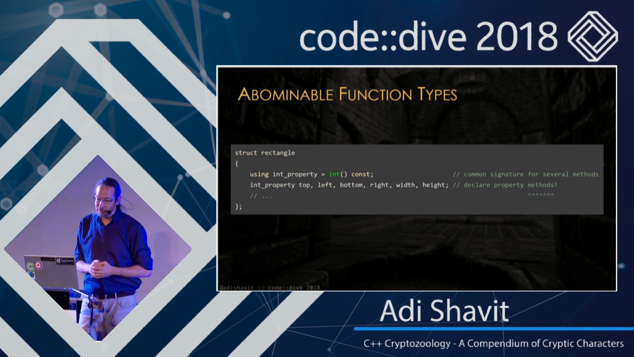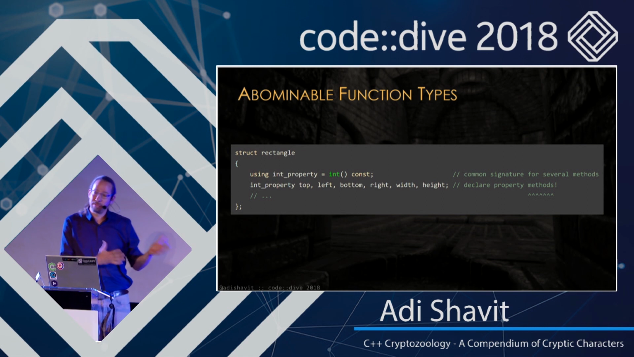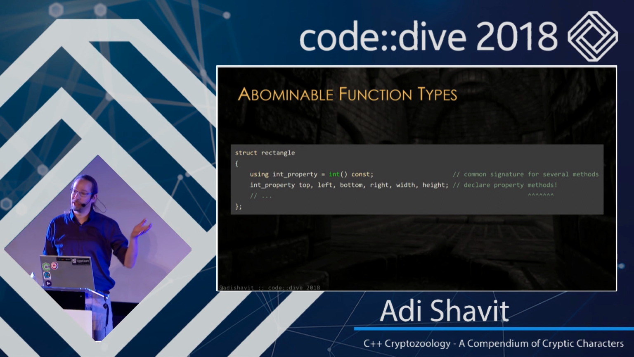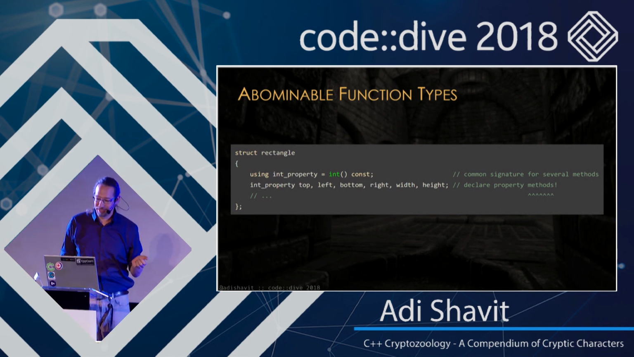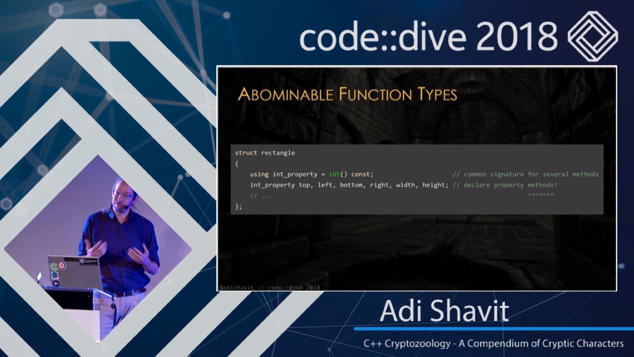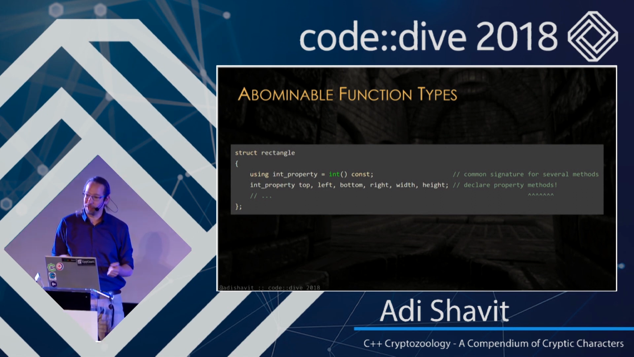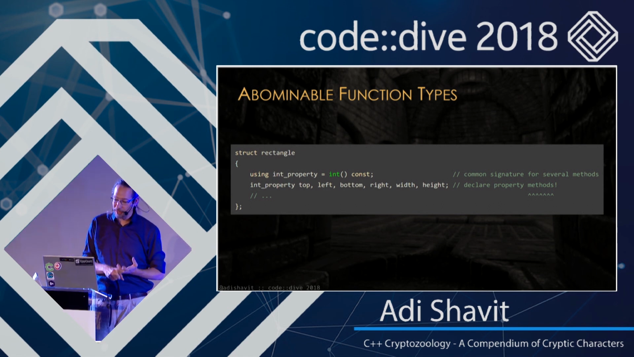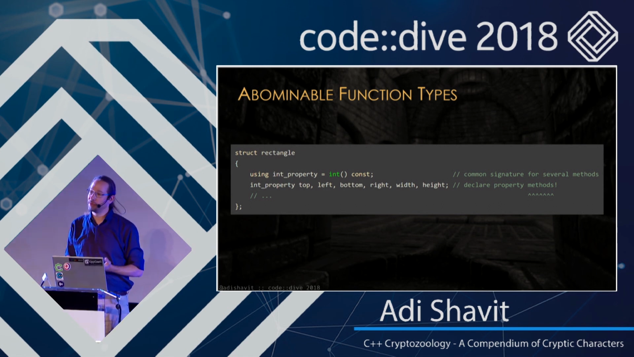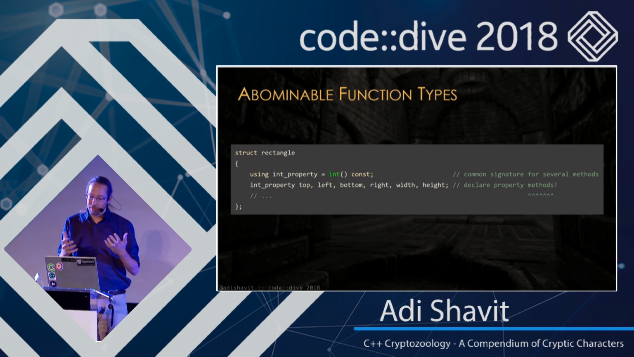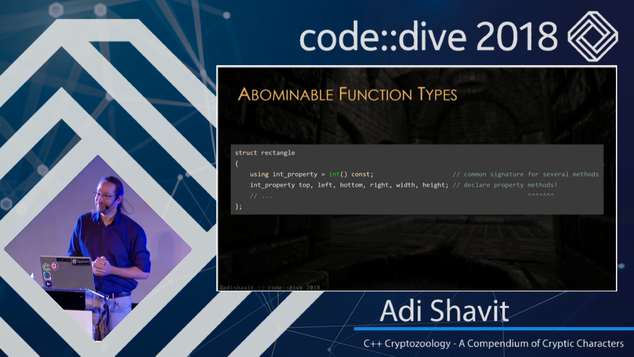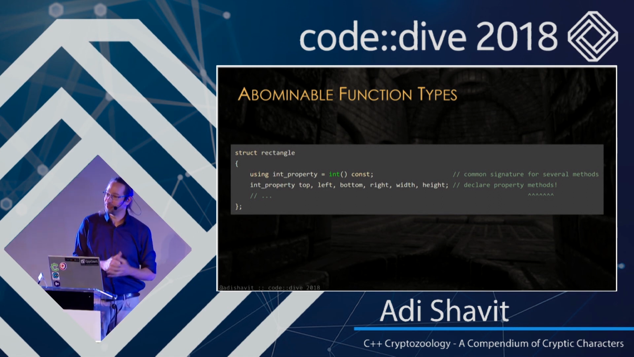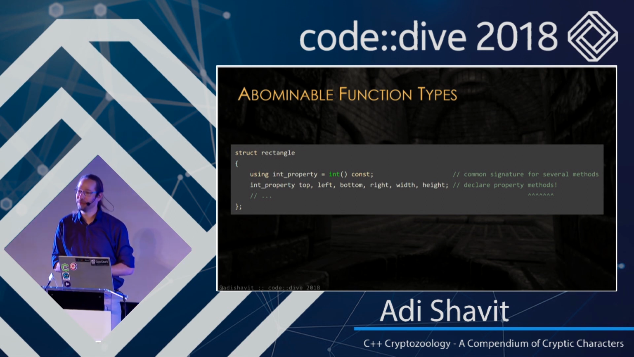Now, the second line might appear like a declaration of member variables, but in fact, this is the declaration of 6 different methods. So you can see int property is the function declaration type, the abominable function type we just declared, and top, left, bottom, right, width, and height are in fact declarations of methods. And this, don't do this at home. And if you ever see this in any code review, I hope you go and talk to the person who wrote this and explain that this is a very, very bad idea.